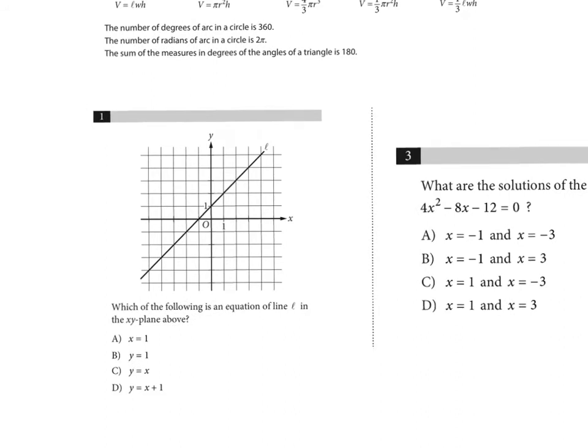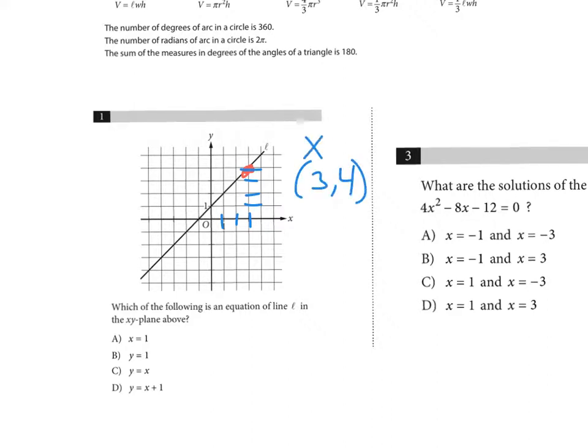Problem number 1. Which of the following is an equation of the line L in the XY plane? Well, when we saw questions like this in this trimester, what we've done is we pick a point that's on the line. So in this case, we can pick any point that's on the line. So here is a point up here, and that is the point x is 3, y is 4. So that's the point 3, 4.